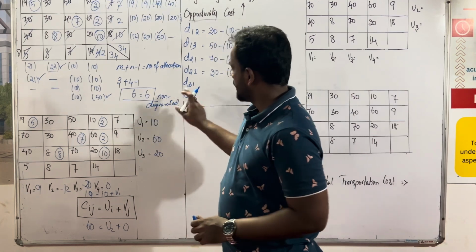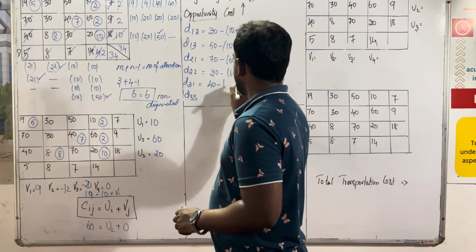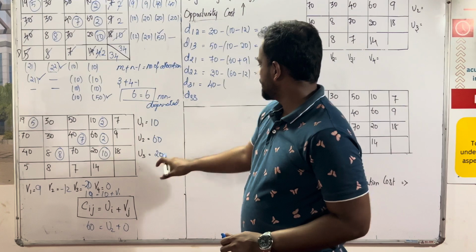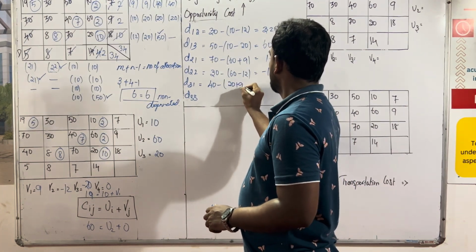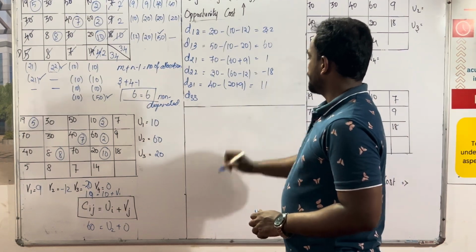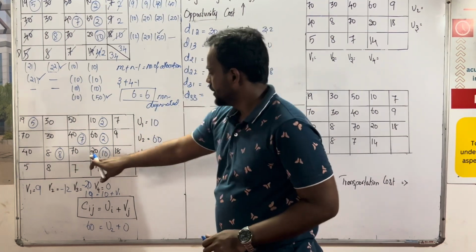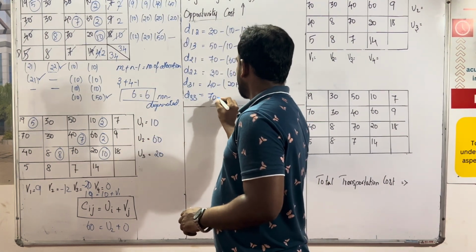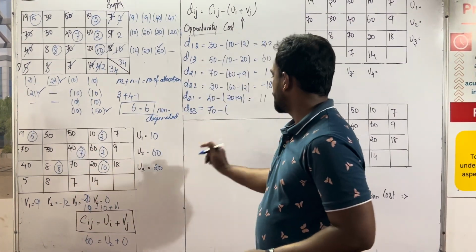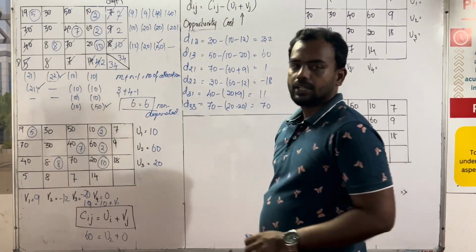So next one is D31. So D31 Cij value is 40. So 40 minus, the V value is 9 and U value is 20. So 20 plus 9, finally this is 29. 40 minus 29 is going to be 11. And the next one is D33, which is having the Cij value as 70 minus, and the V value is minus 20, U value is 20. So 20 minus 20 which is going to be 0, so finally it is going to be 70.